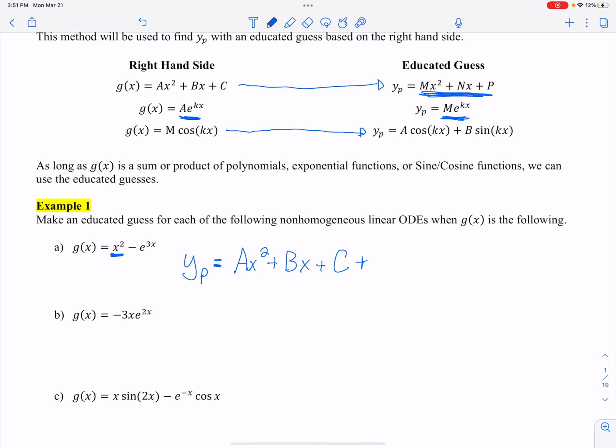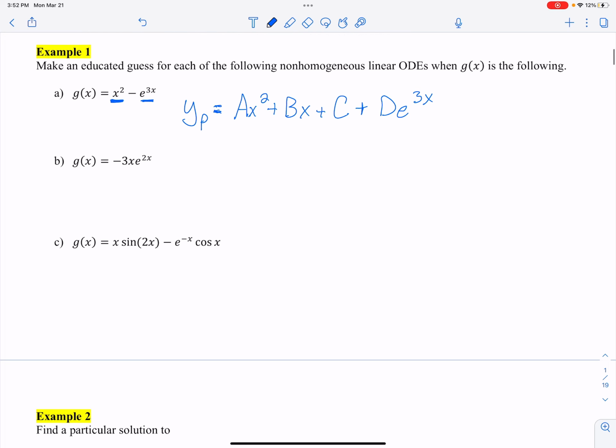Now I'm going to add this to, okay, I have this e to the 3x, so I'm going to use d e to the 3x. I don't need a negative d because the d could be negative itself. So because of this minus, I don't need to put a minus in between. That is my answer, possibly. It's a guess. And we're going to see that we can make these things kind of work out for us.